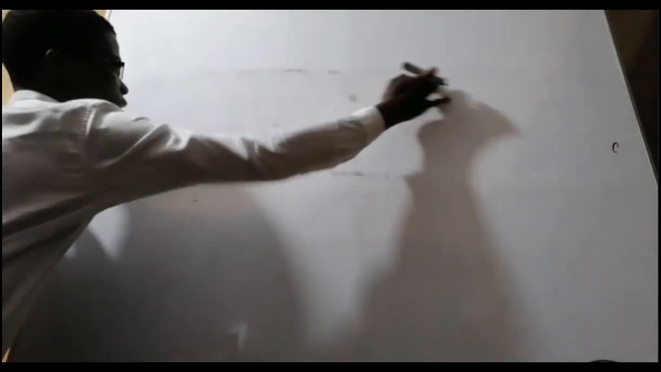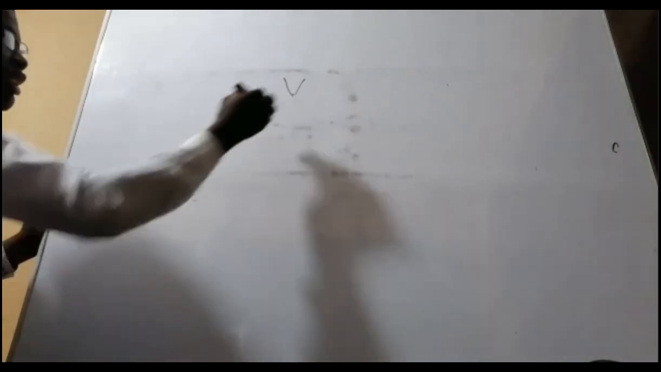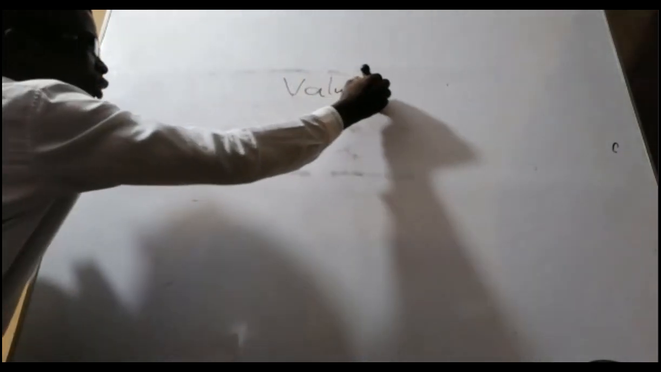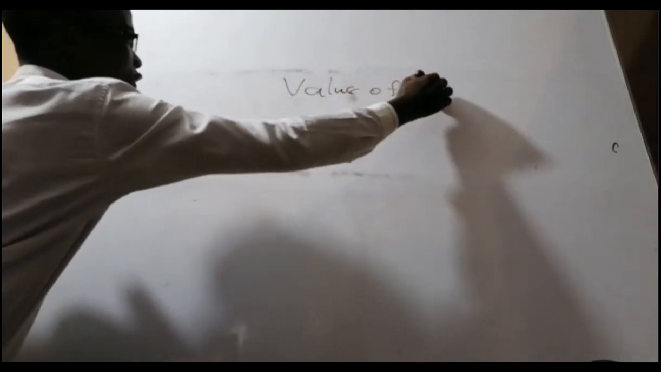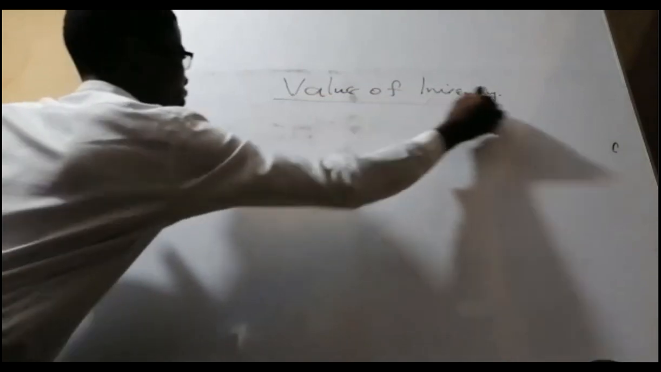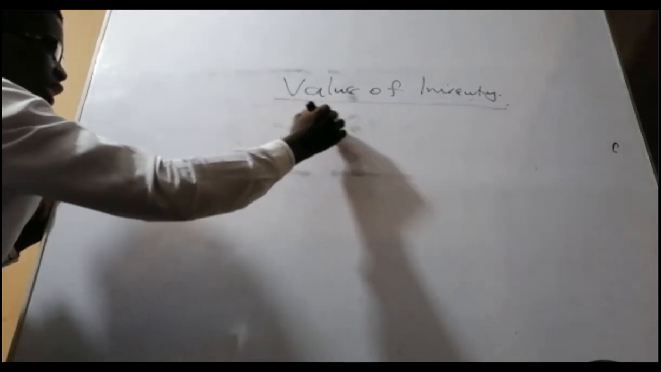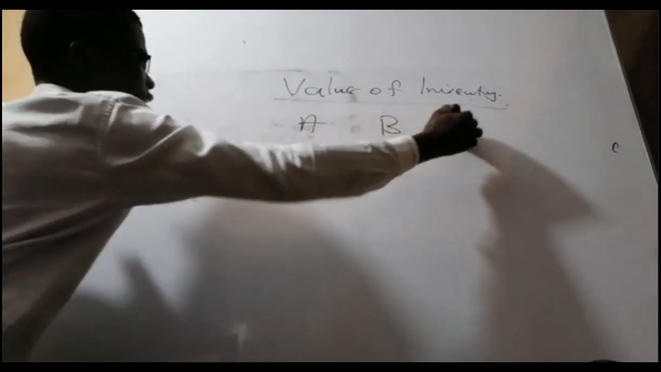So first, there are three types of inventory here. So I write the value of what? The inventory, as the examiner said. Value of the inventory. That's the first thing that I'll do. Then the second goes to the question. There are three products, A, B, and then C.